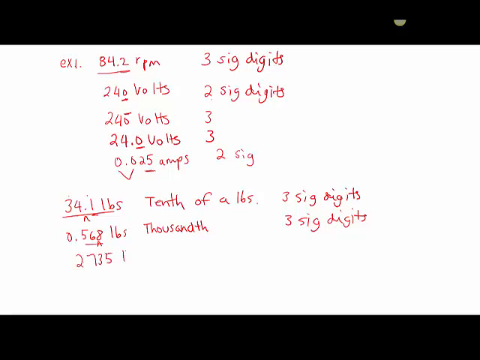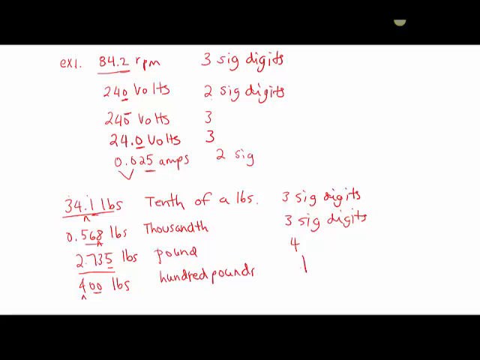All right, what about this one? 2,735 pounds. Well, that one is going to be to the nearest pound, because that's ones, tens, hundreds, thousands. So it's going to be to the nearest pound. And how many significant digits? 1, 2, 3, 4. 4. This one's a good one. What about this one? 400 pounds. Okay. So we have 2 zeros here. So it's going to be precise to the nearest 100 pounds.